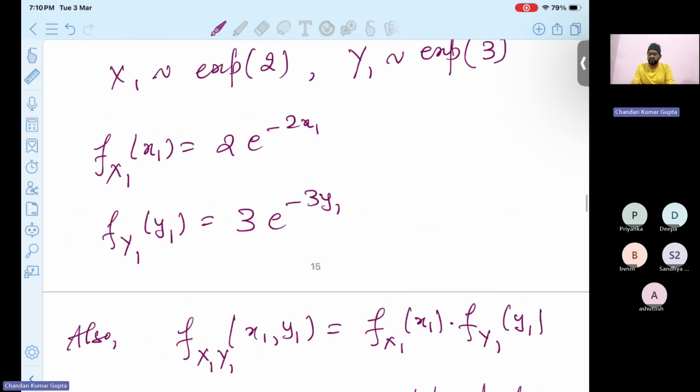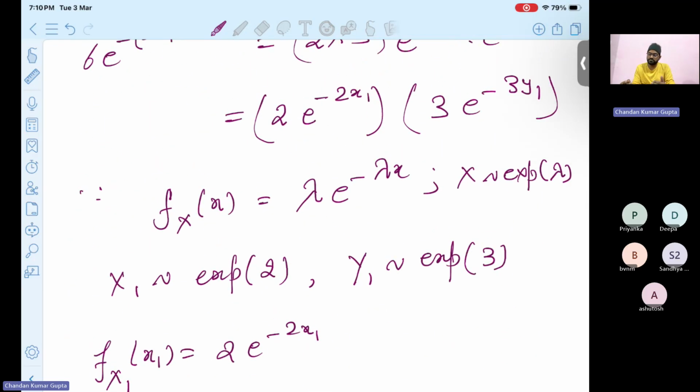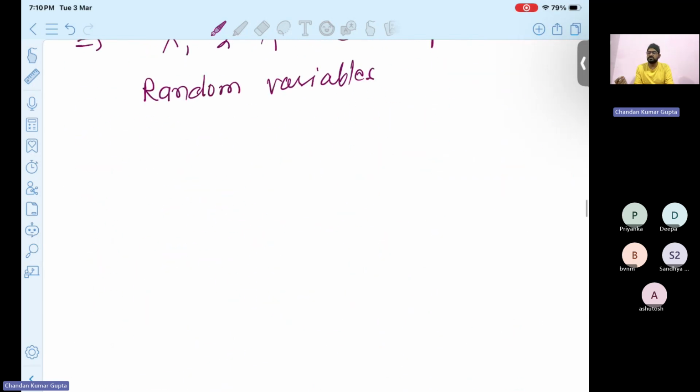Is it okay up to this point? It's simple, no? We can write the joint distribution as a product of two different PDFs. That means it is an if and only if condition. So x1, y1 are independent random variables.